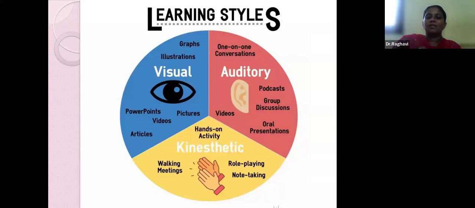Whereas kinesthetic learners learn better by doing. This group learns best when they practice what they're learning. They want to have their hands on the keyboard, on the hammer, or on the test tube, because they think in terms of physical attention. So these are the three different styles of learners.